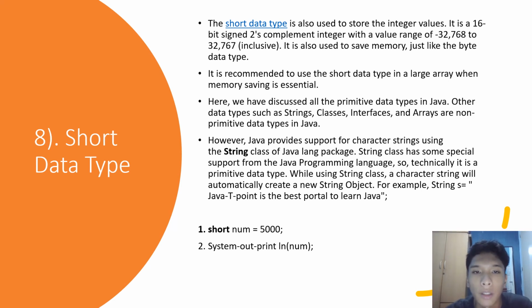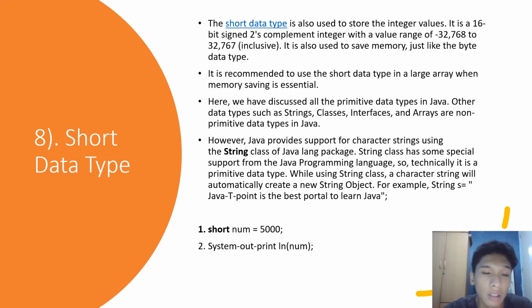The short data type is also used to store integer values. It is a 16-bit signed two's complement integer with a value range of -32,768 to 32,767 inclusive. It is also used to save memory just like the byte data type. It is recommended to use the short data type in a large array when memory saving is essential.